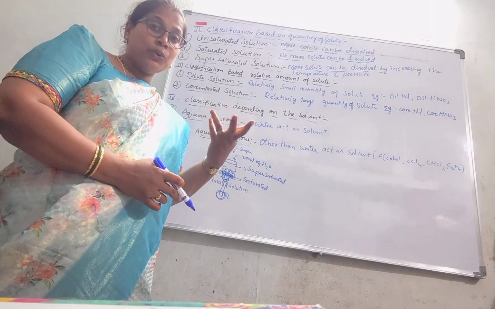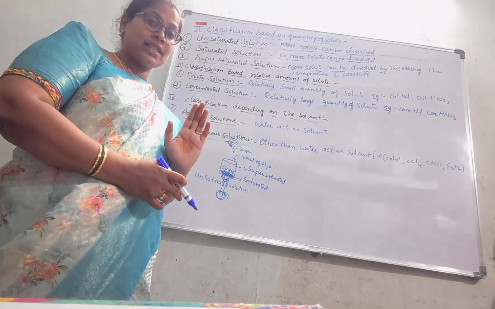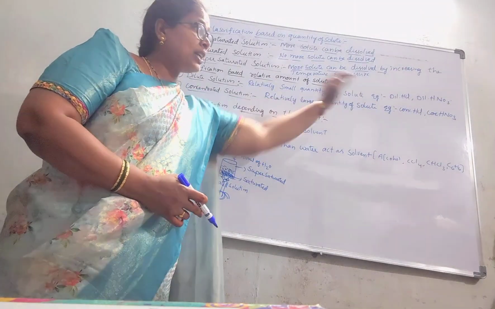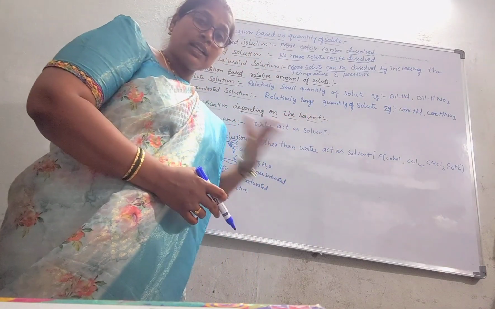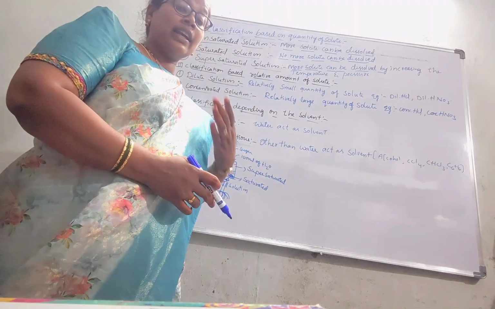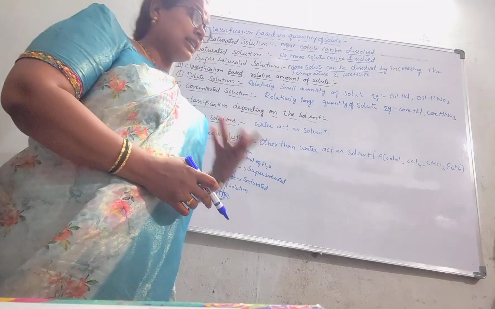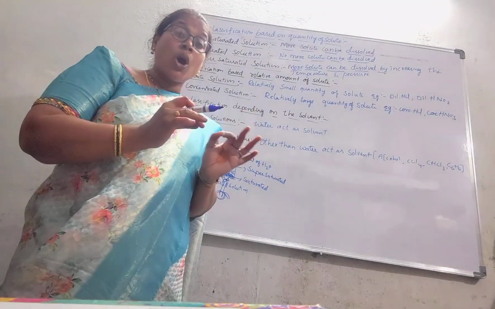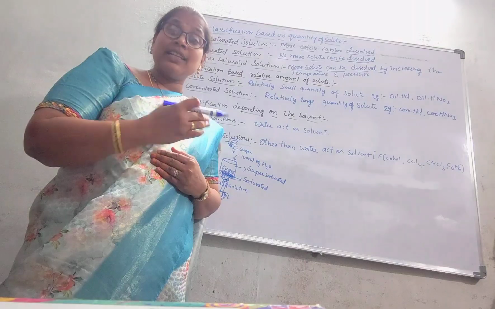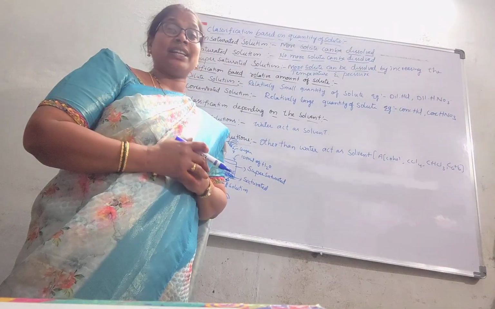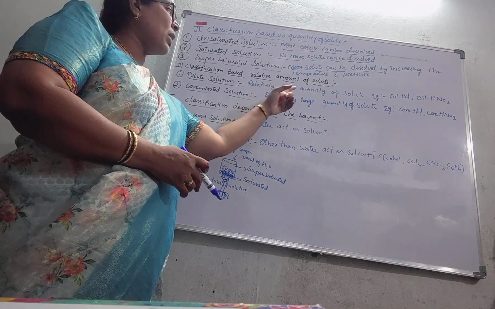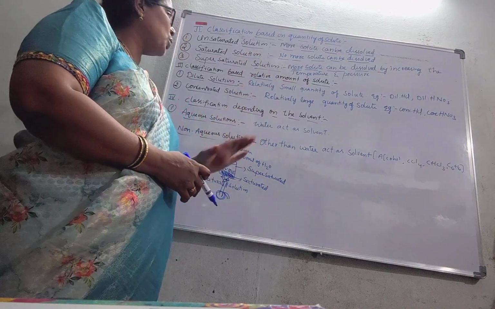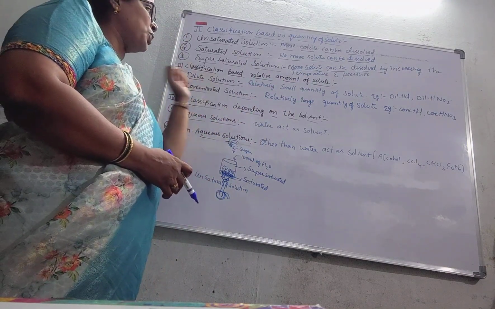In our lab, we use some dilute solutions. Yes or no? Dilute HCl, dilute HNO3, dilute hydrochloric acid, dilute nitric acid, dilute sulfuric acid, like that we use. In those, a small quantity of acid is there, and that is not dangerous for us. So solutions in which a relatively small quantity of solute is present are called dilute solutions.